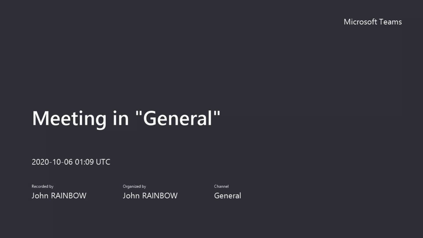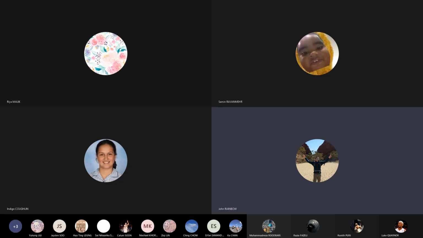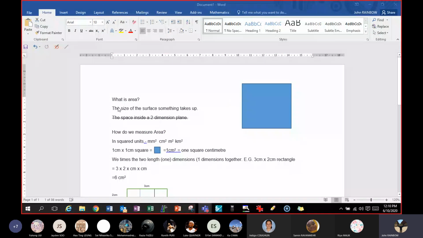All right. So we will have a look. We've had a look at what area is. So the area is the size of the surface that something makes up. So we're talking about the space in there. We measure it in squared units. So squared millimeters, squared centimeters, meters, or kilometers.